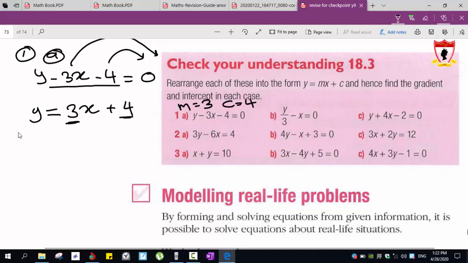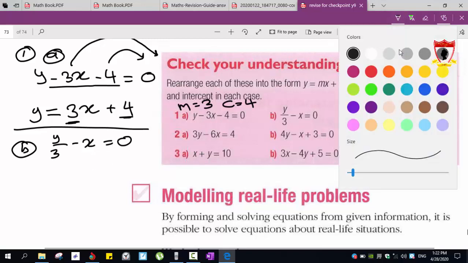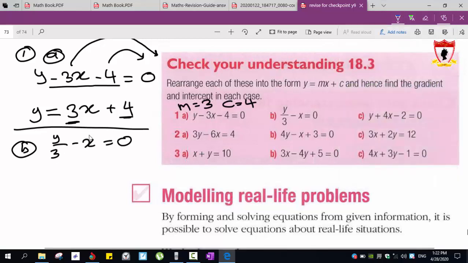Now let's do question 1b, y over 3 minus x equals 0. Okay, then firstly we need to send this x to the other side. That will be positive x. Then y over 3 equals x. But as you see, we don't have y alone on the side, it's y over 3. Then how can we remove this 3?